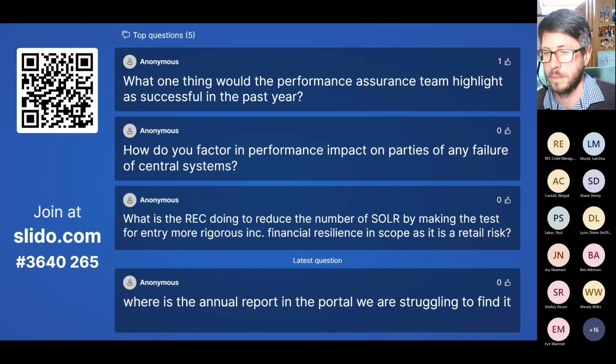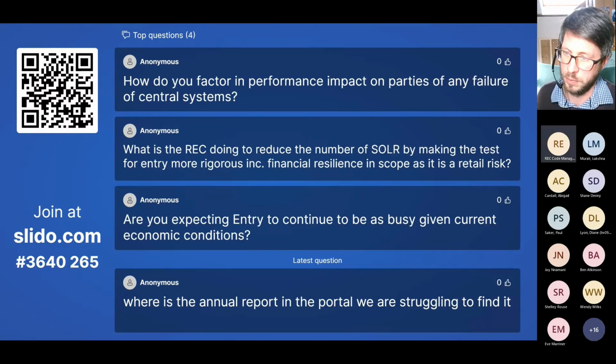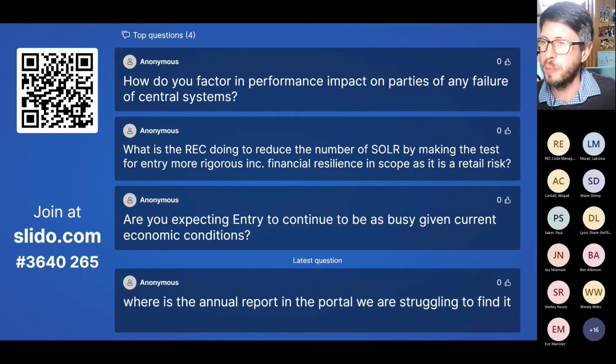Thank you. How do you factor in performance impact on parties of any failure of central systems? So this probably shows that I'm not reading these questions, doesn't it? I answered the one in front of me. I think we've kind of covered that a little bit.